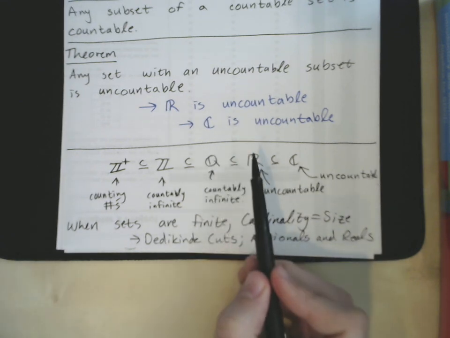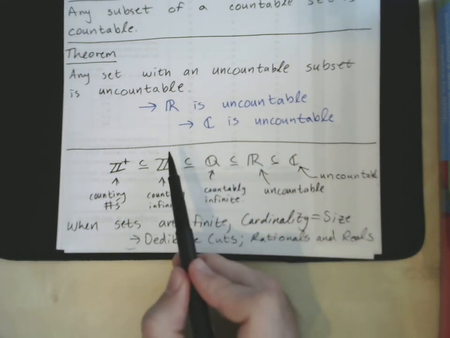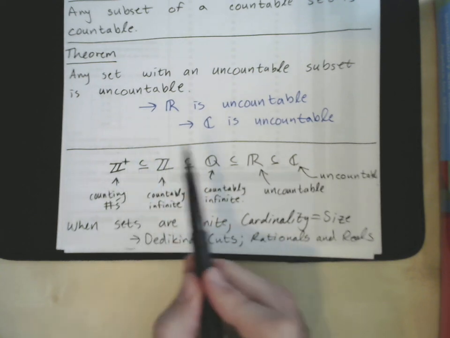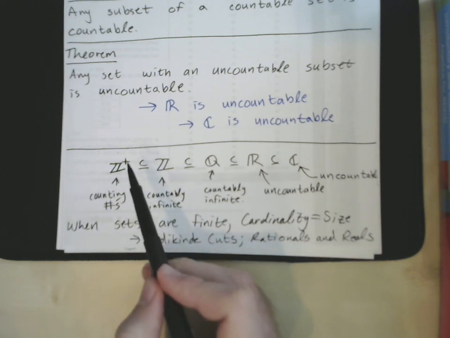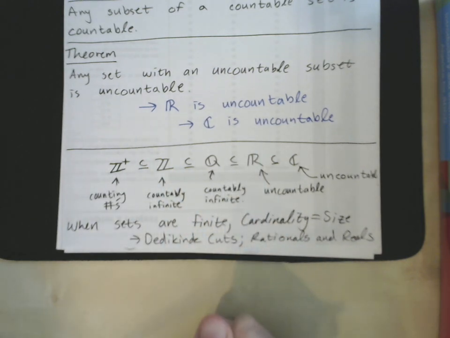And if these two aren't the same, well, since this has the same cardinality as this, and these aren't the same anymore, that means this and Z don't have the same cardinality, and Z plus and R certainly don't have the same cardinality.